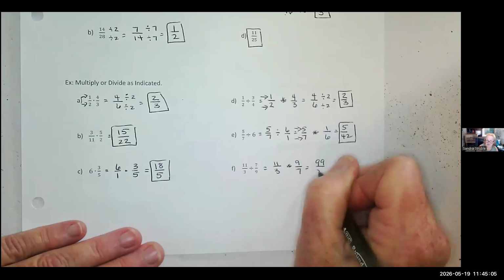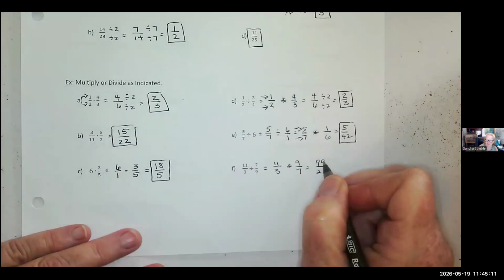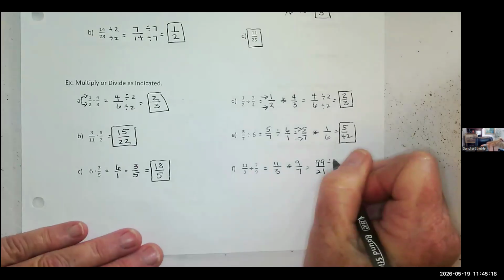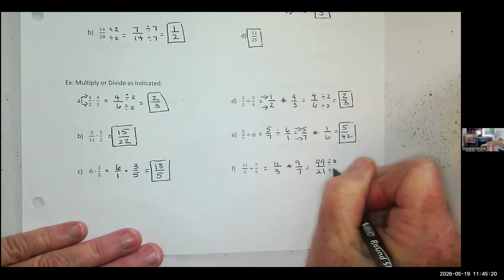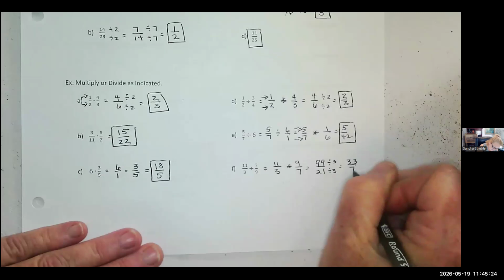These are both divisible by 3. 9 plus 9 is 18, which is divisible by 3. 2 plus 1 is 3, also divisible by 3. So divide both these by 3. This is going to make it 33/7. And that's as low as we can go.